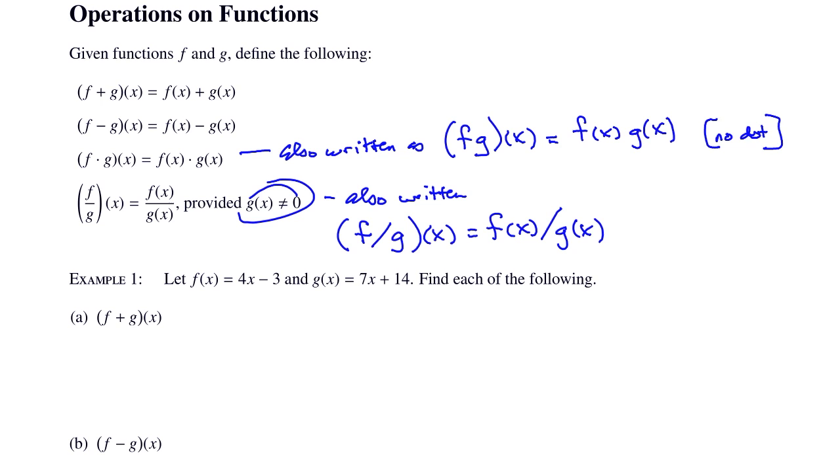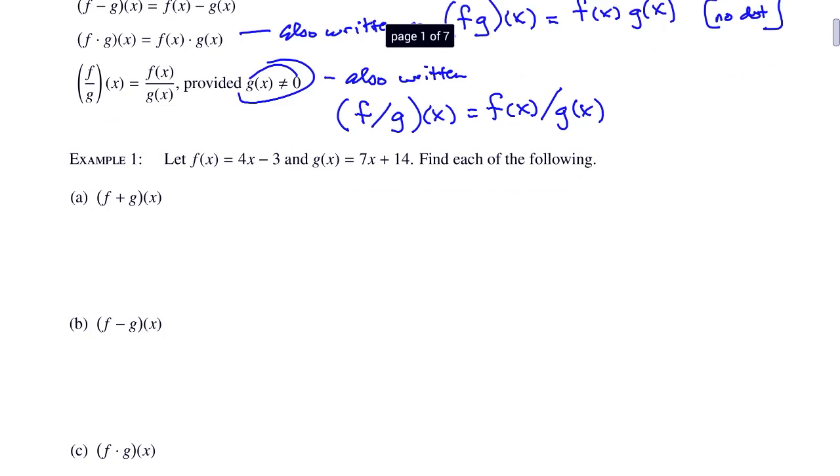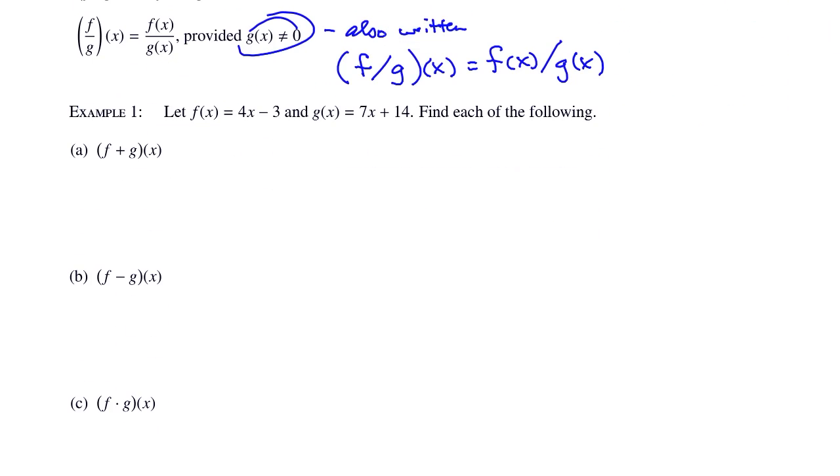All right, let's see how to use these operations. Example 1. Let f of x equal 4x minus 3 and g of x equal 7x plus 14. Find each of the following. So the first one is f plus g of x. So by definition, this is f of x plus g of x. So you're going to take f of x, you're going to add it to g of x.